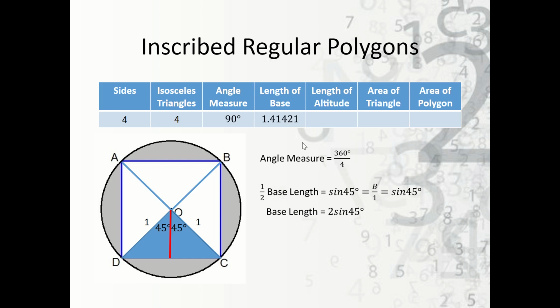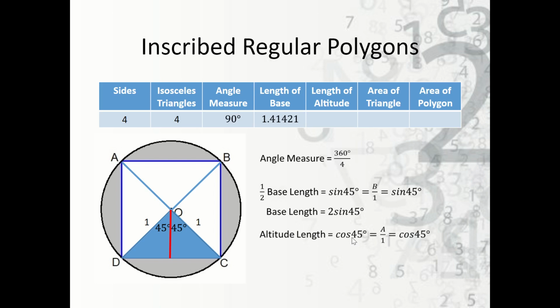And when we plug that into our calculator, we get 1.41421. Now we need to find this side length. Well, we should notice this is 45 degrees, and this is 1. So we need this side, which is the adjacent side. So we can use cosine to find that.